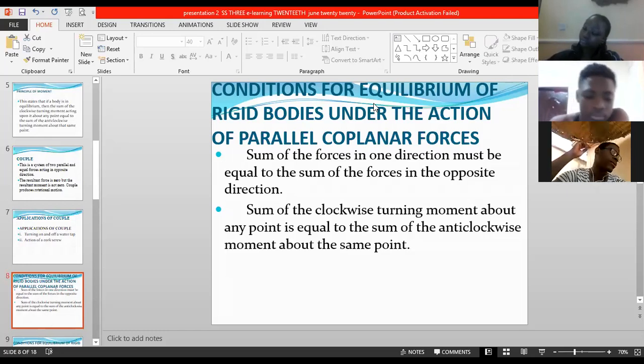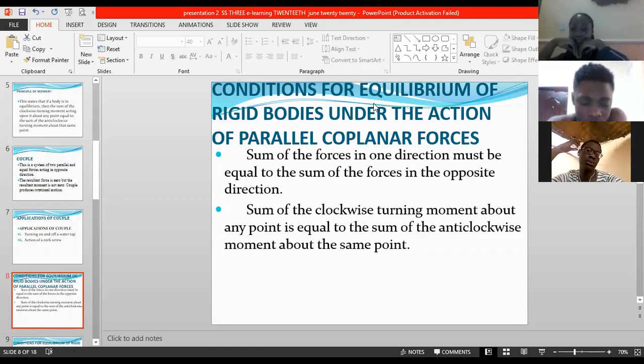I think they asked this question in 2003, or 2004, or 2000. One of those years, they asked this question: students should state the conditions of equilibrium under the action of parallel coplanar forces. And that is what you expect to do.